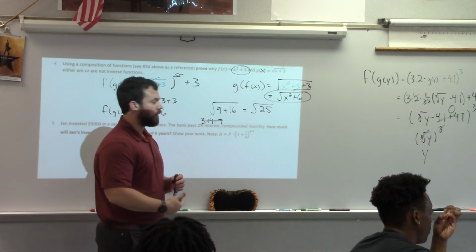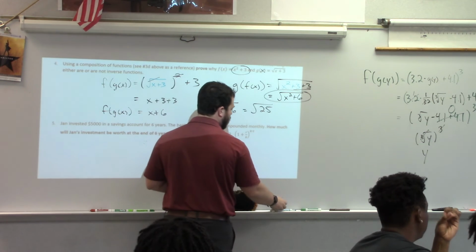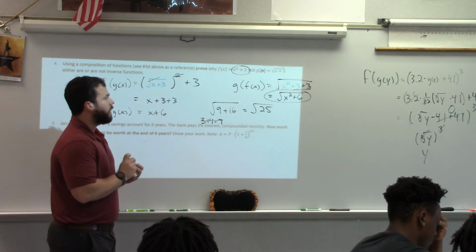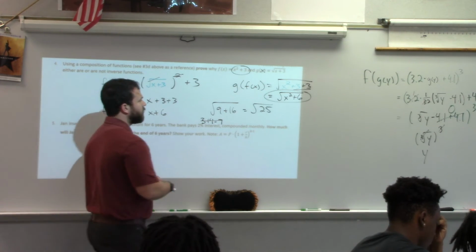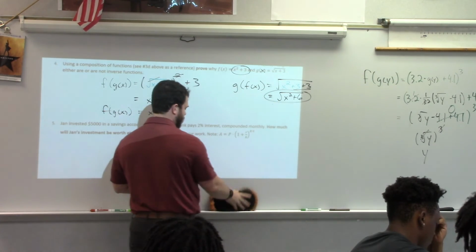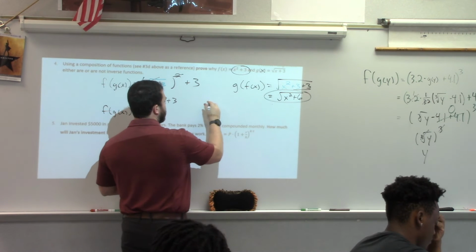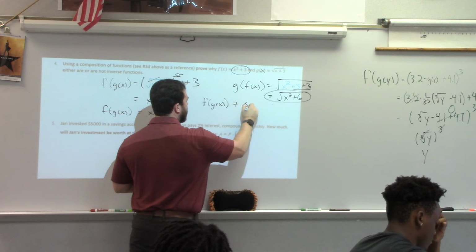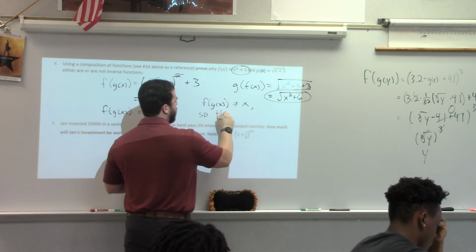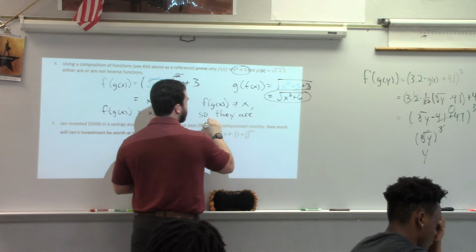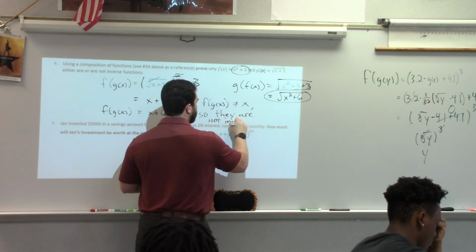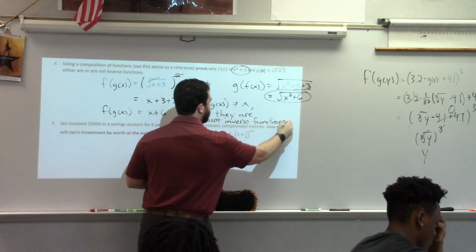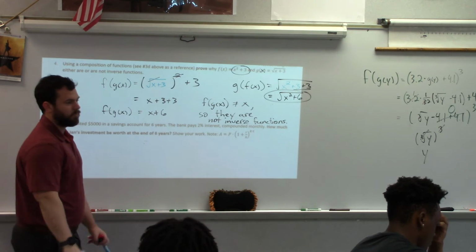Now, you correctly recognized that they are not inverse functions, and so you still earned a pretty decent score on that, I believe. But the big thing is, we need to recognize if they are inverses, what should I have at the end? X. Right. So f of g of x does not equal x, so they are not inverse functions. That makes sense?